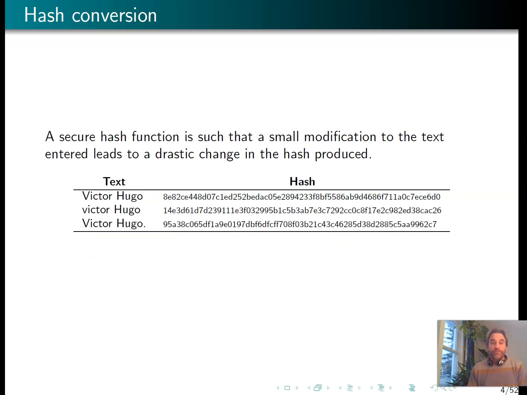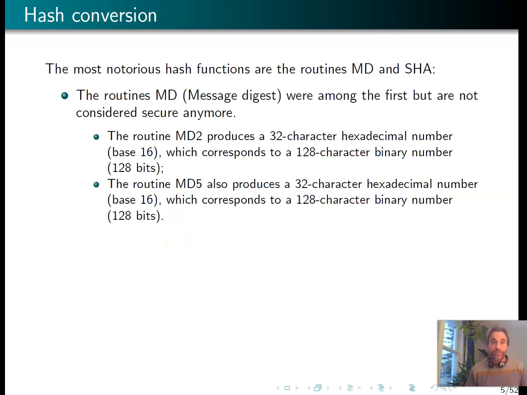A secure hash function produces completely different output with a tiny modification of the text entered. If I write Victor Hugo with capital V, capital H, this is what I obtain. If I write Victor with a small v, the output is completely different. If I write Victor Hugo followed by a dot, the output is again completely different.